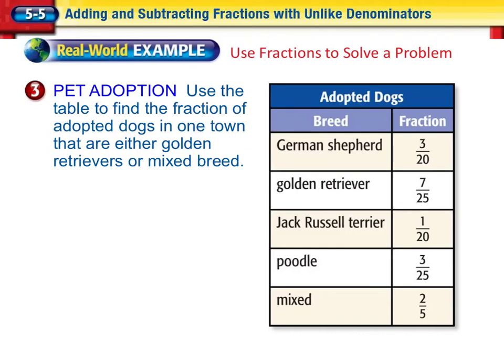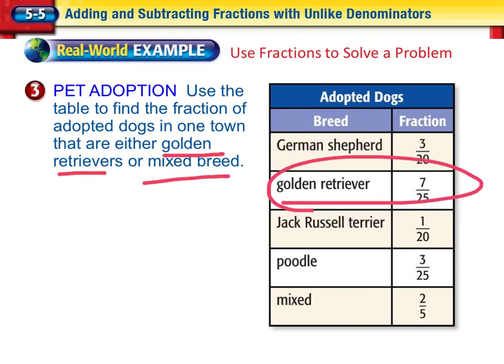Okay, let's look at this real-world example. Pet adoption. Use the table to find the fraction of adopted dogs in one town that are either golden retrievers or a mixed breed. You notice in our table, we have German Shepherds are 3/20ths, golden retrievers are 7/25ths, Jack Russells are 1/20th, poodles are 3/25ths, and mixed are 2/5. It's asked for us to look at golden retrievers and mixed breed.